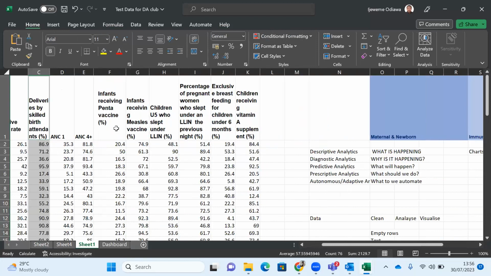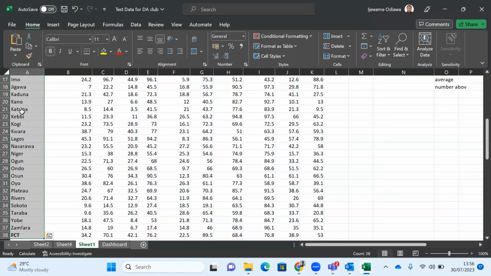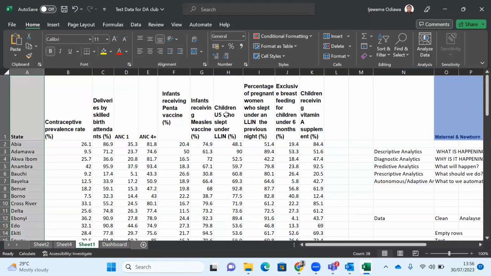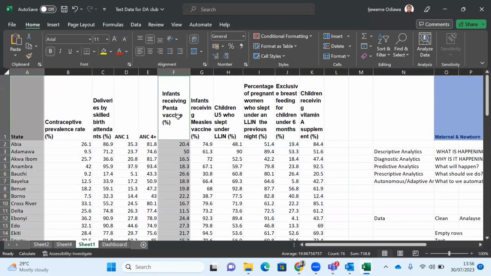Let's pick another data set that affects children. How many children are receiving their Penta vaccine? So just for general knowledge, Penta vaccine is a vaccine that contains about five different vaccines all in one. If you've been listening to the news, there has been a diphtheria outbreak in some parts of the North, right? In those parts of the North where there's been a diphtheria outbreak, normally this diphtheria is not supposed to happen in people who have received this Penta vaccine, because diphtheria is one of the components of the Penta vaccine. So let's see the rate of adoption.